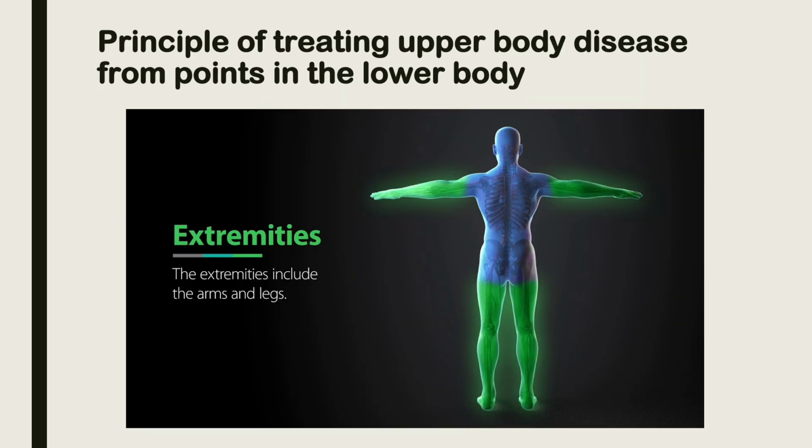The principle of treating upper body disease from points in the lower body. The 4 extremities are the root of the body. Many important effective points are located below the knee and elbow area and through their meridian connections. Wrist and ankle acupuncture matches the principle of treating upper body disease by choosing points on the lower or distal area of the body.